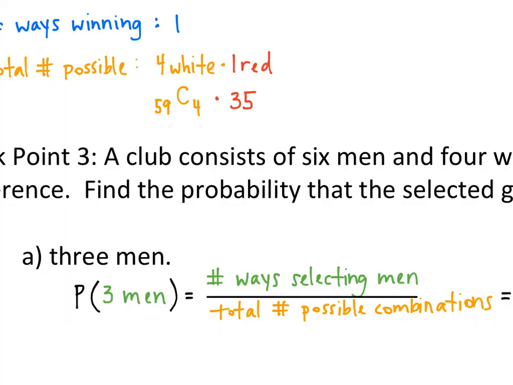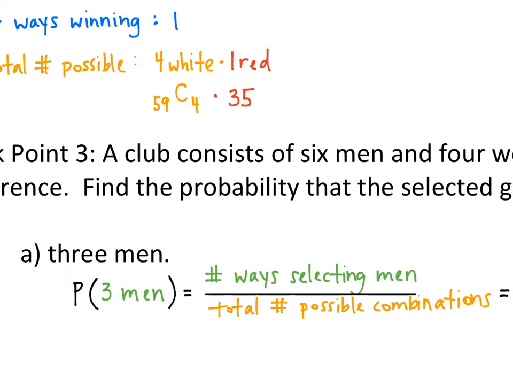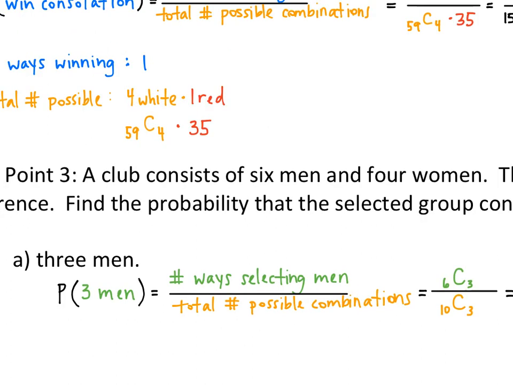So we should set it up this way. The probability of 3 men. So I need the number of ways of selecting the 3 men over the total number of possible combinations. So how do we go ahead and possibly choose 3 men? You have to ask yourself, well, how many men are there to choose from and how many do you want? Over the total number of combinations. How many people are there total and how many people are you choosing? Okay, so give it a thought and come back.